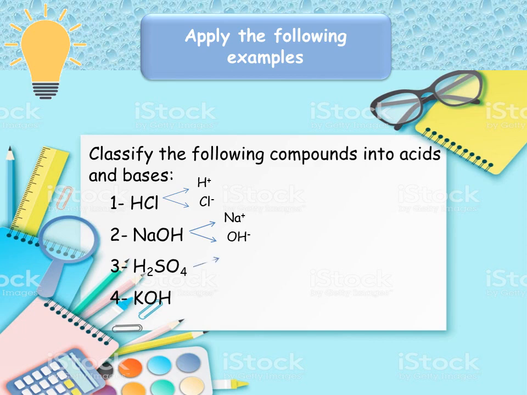The third one is H2SO4. It is made up of H+ and SO4 2-. So it is an acid due to the presence of H+. The final example is KOH. It's made up of K+ and OH- ions. Of course, it is a base due to the presence of OH- ions.